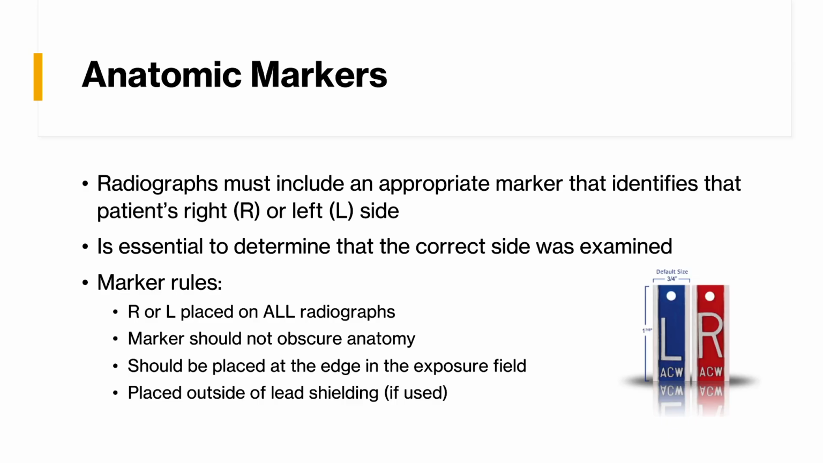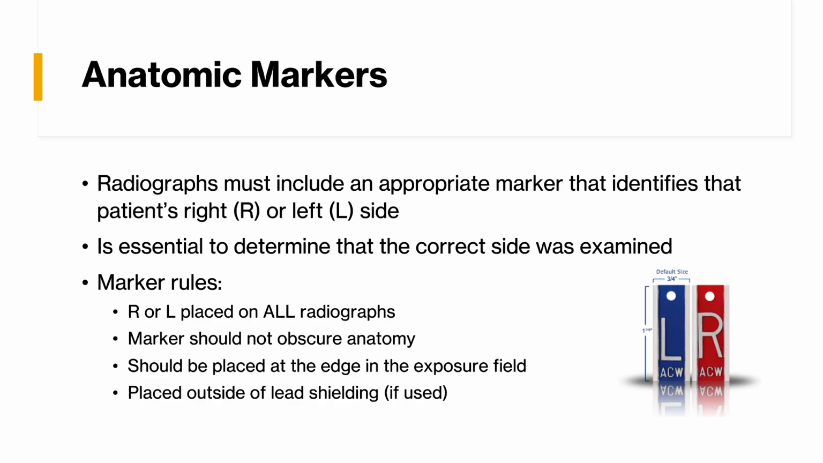Anytime you take an image, you'll also be using a marker. Generally, it'll have your initials here at the bottom to show that you were the person that took the image. And there'll be left markers and right markers. Sometimes you'll use specific ones that have beads in them to show if the patient was upright or not. Those are called Mitchell markers. It's important that you always use one so that the radiologist knows what side of the patient they're looking at.